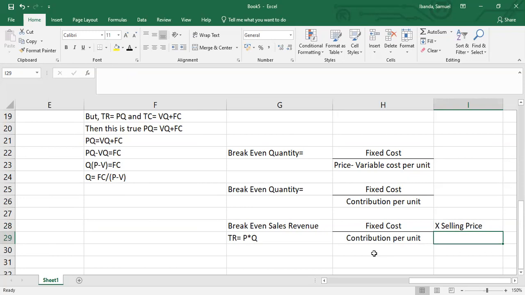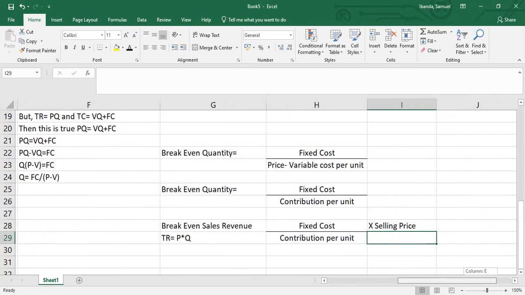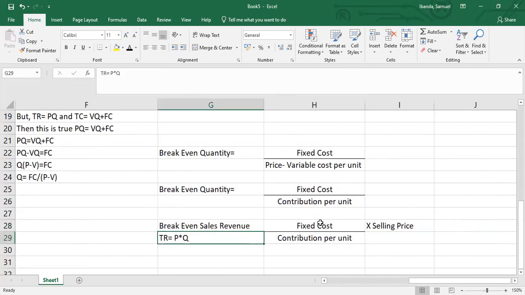So we are saying that our break-even sales revenue is equal to fixed cost divided by the contribution per unit, times the selling price. You get it? Now, let us take a pause here, as we proceed we are going to understand these things as we go ahead. What we are saying here is that our break-even revenue equals fixed cost divided by contribution per unit.